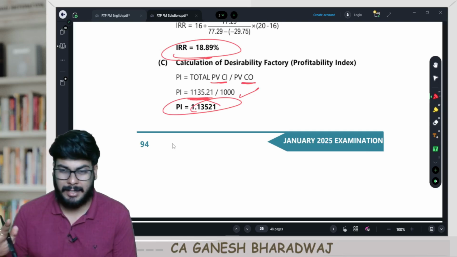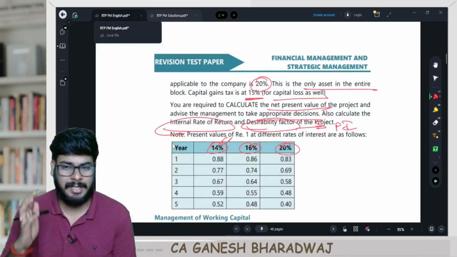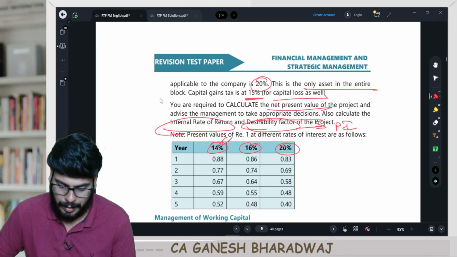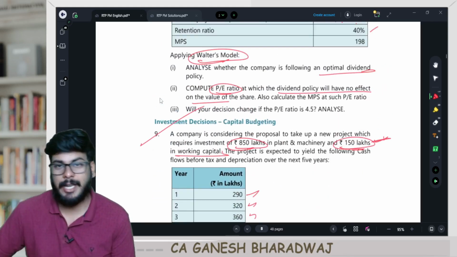Are you clear with this? That's about this question. Nothing great, guys. It's fairly a straightforward question. And with that, we have completed this particular question on your capital budgeting as well.